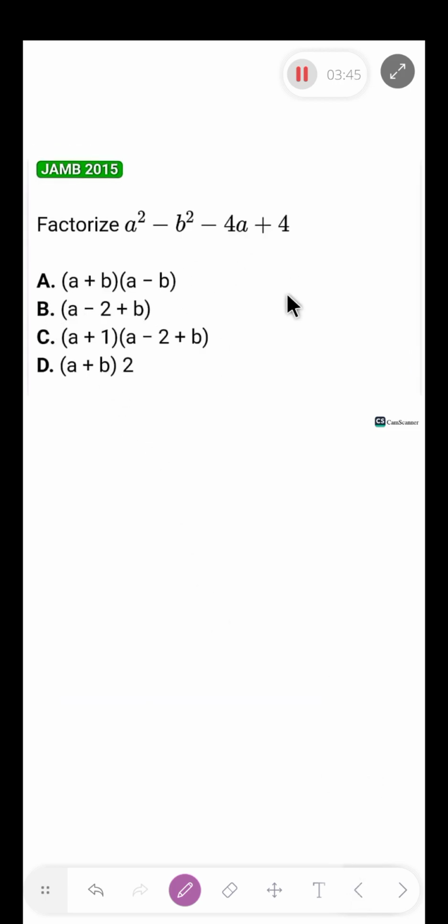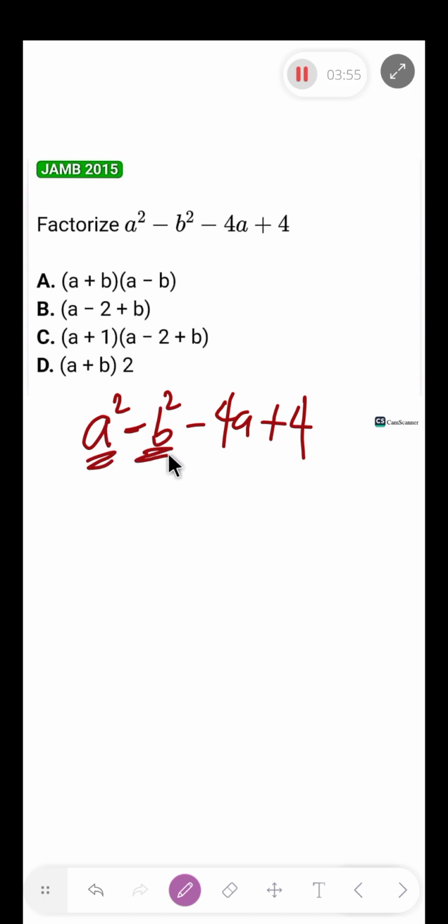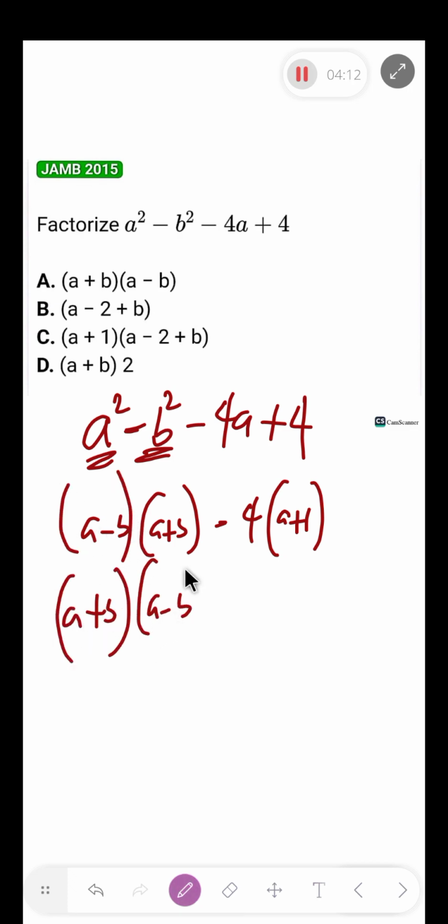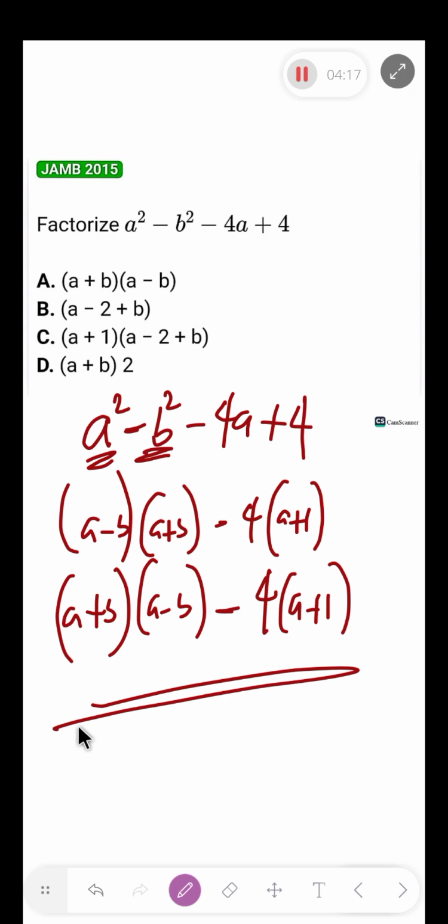That is very easy. Another one is here, whereby you have a squared minus b squared minus 4a plus 4. So in this case, I notice that this a squared and this minus b squared, they are a difference of two squares, right? So we have a plus b, we have a minus b, the minus whatever we have in common here, a plus 1. So there is something missing in this case. I don't think this is correct. This can never be correct.